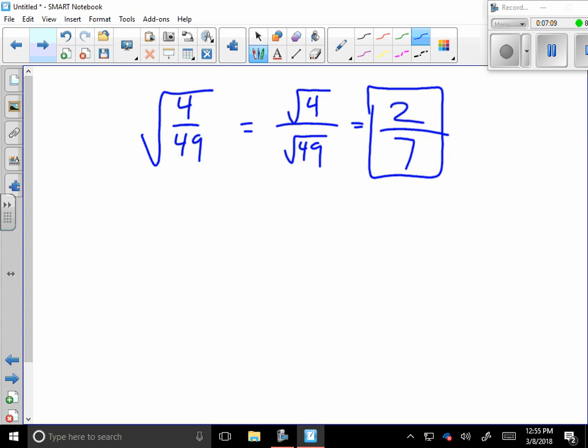If it's multiplication or division, you can put them all under one radical, or you can give them each their own. Doesn't matter. Whichever one helps you get the problem done.